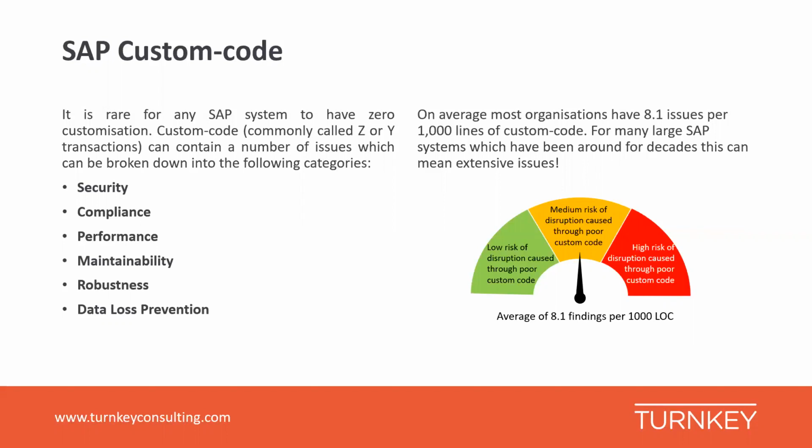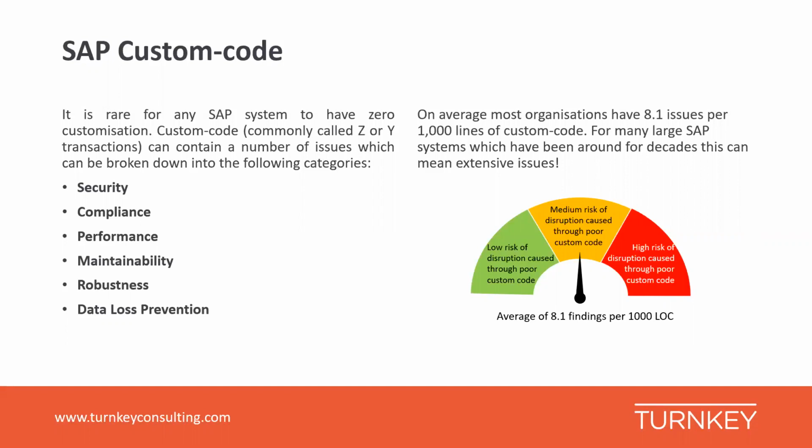Typically, with custom code, we see around 8.1 issues per 1,000 lines of code. These issues are areas like the other vulnerabilities you saw before, which can introduce availability, integrity, or confidentiality issues within SAP. So you can imagine that an SAP system that has been around for decades will contain a significant amount of vulnerabilities, especially if code scanning has never been performed before.